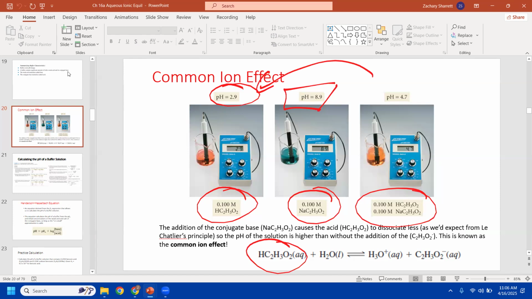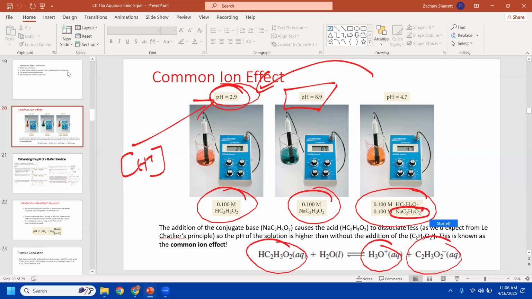HC2H3O2 makes H3O plus and C2H3O2 minus. So when it's just the weak acid, the H plus concentration is going to be whatever relates to this pH over here. It's pretty acidic, right? When we add in some of this sodium acetate, C2H3O2 minus, so if we add this, what is going to happen to the equilibrium, Nana?